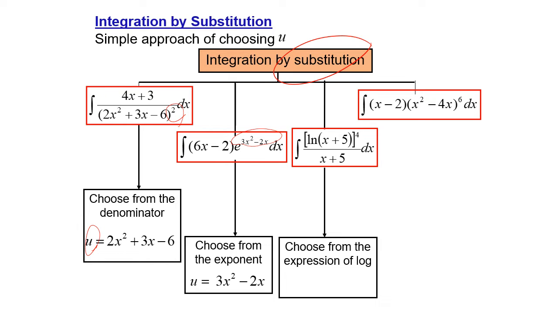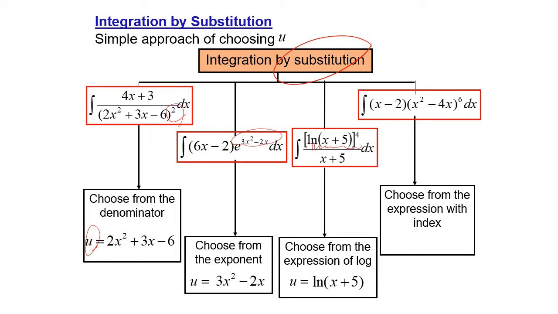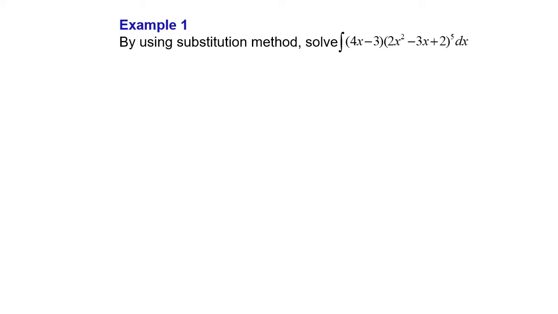And then the third one, we choose from the log, from the expression of log. Everything inside the bracket of the log, we choose u equal to natural log of (x plus 5). And lastly, we choose from the expression with the index. Actually the first one and the last one are the same. Both have an index. u equal to x squared minus 4x. Okay, so let's see some examples. By using the substitution method, solve the integration of (4x minus 3) multiplied by (2x squared minus 3x plus 2) all to the power of 5 with respect to x.